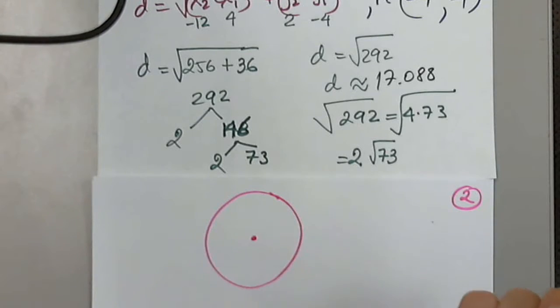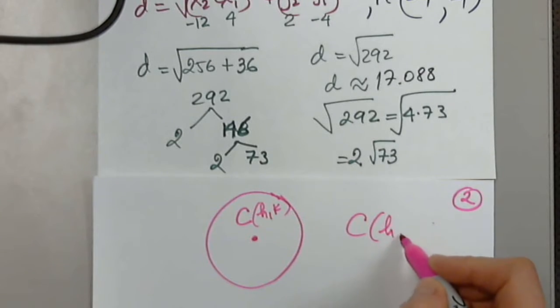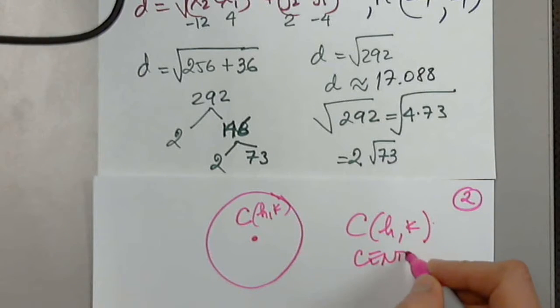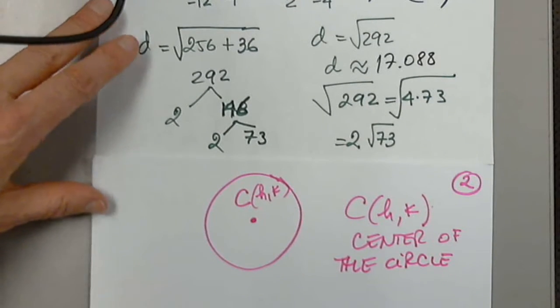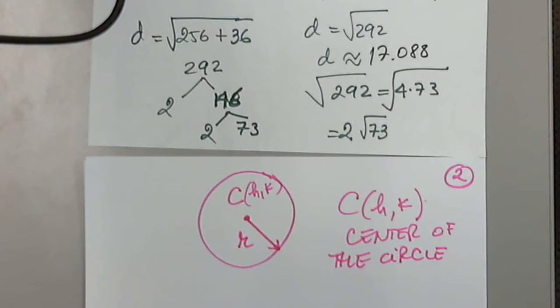Obviously, a circle has to have a center. We like the notation for the center h comma k. So see, h is the x coordinate, k is the y coordinate. This is the center of the circle. Of course, there is a radius. And the radius connects the center to any point on the circle.